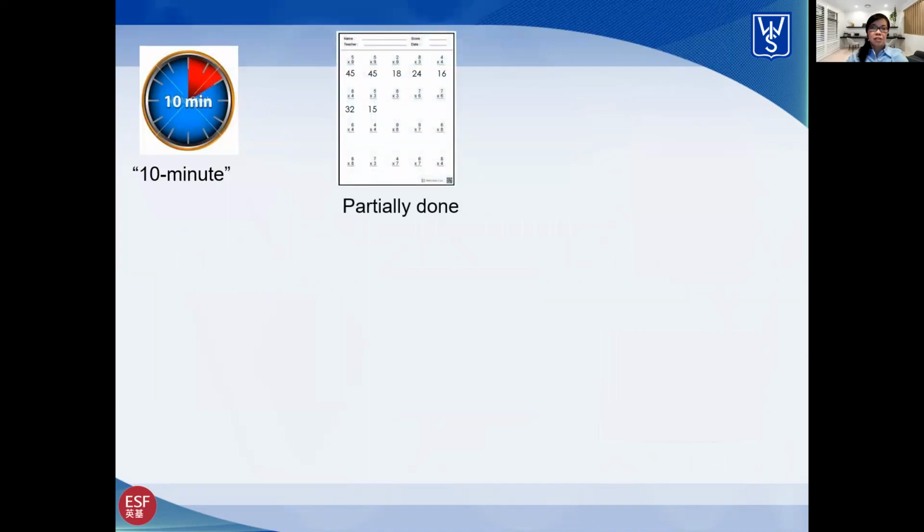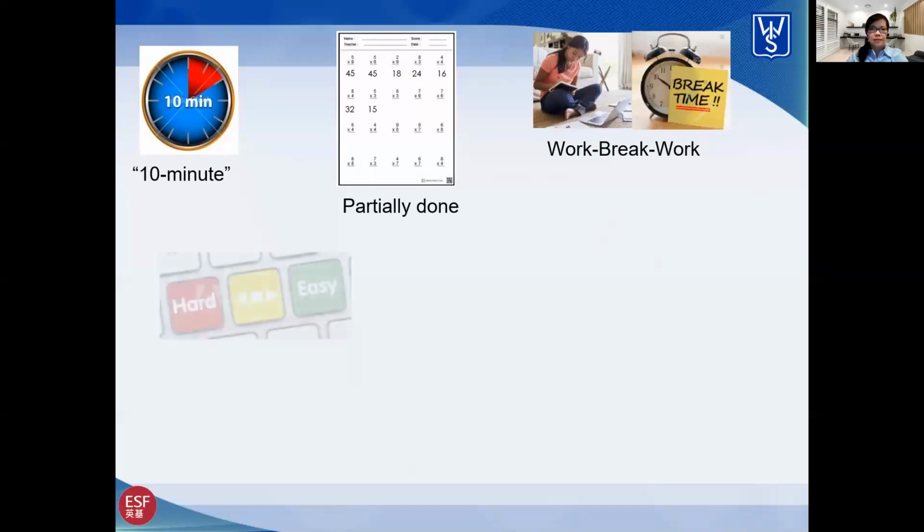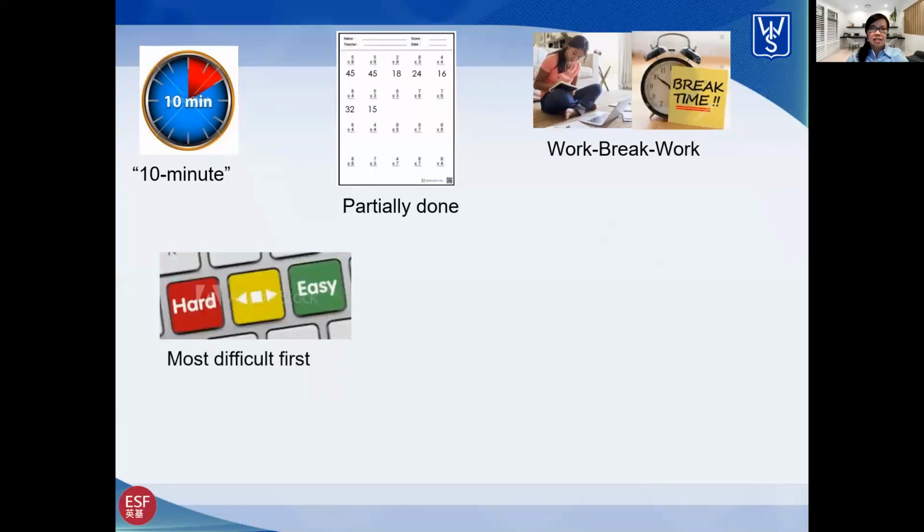Another one is partially done. Complete the last part of the task so that the task is less daunting and can see the finished product. And this one here is the work break work routine. And this offers a chance to maximize work output by taking a break every 20 to 25 minutes. And therefore you work in short bursts. Or scaling the tasks. Work on the most difficult first so that when attention, concentration wane, or you become tired, the easiest or the most enjoyable task is left to do.